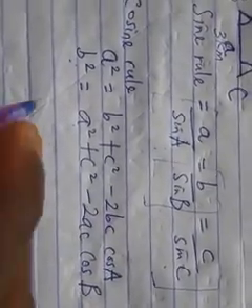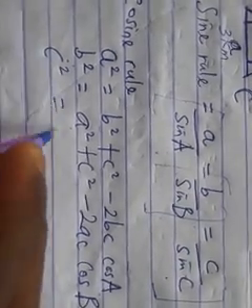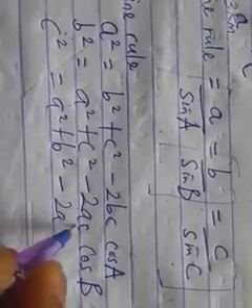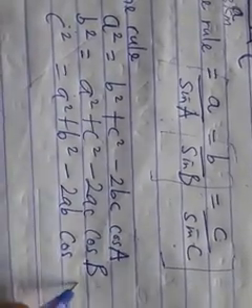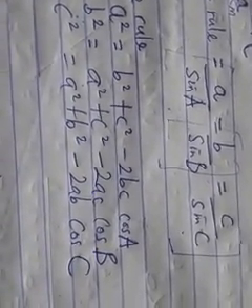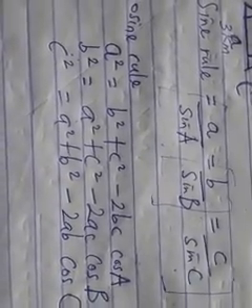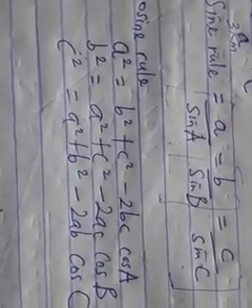B. If you are looking for small c, it will be c square equal to a square plus b square minus 2ab cos, what are you looking for here? C. Please be conversant with these formulas. Quickly, let's go and solve question 1.